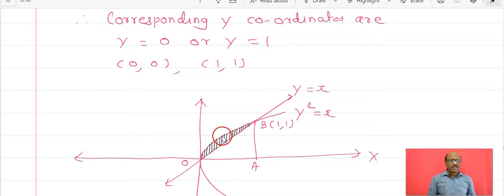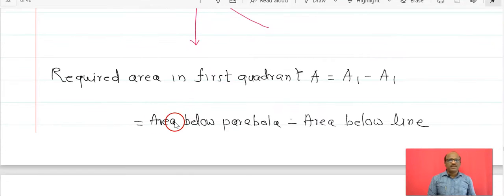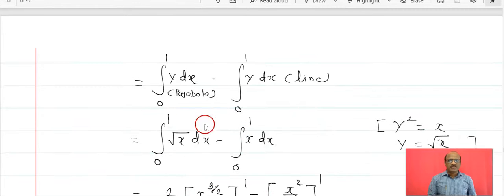Now we'll find out the area below the parabola y square is equal to x and the area below the line y is equal to x, and take their subtraction. Therefore, the required area in the first quadrant is capital A is equal to A1 minus A2, area below the parabola minus area below the line. Therefore, integral 0 to 1 of y dx for the parabola, and integral 0 to 1 of y dx for the line.